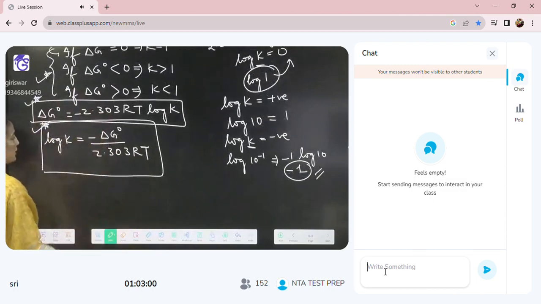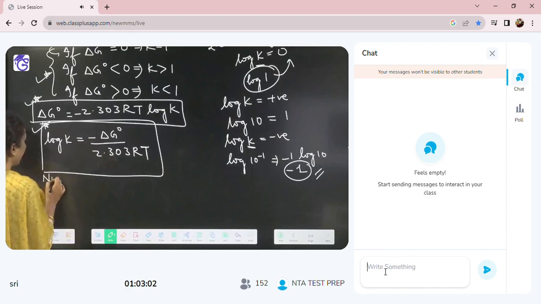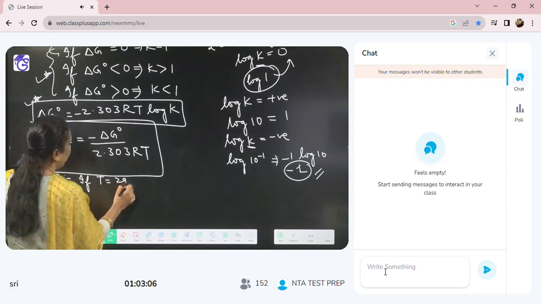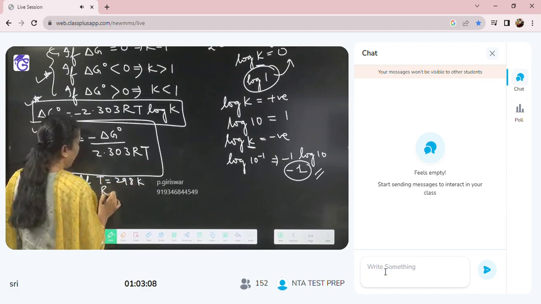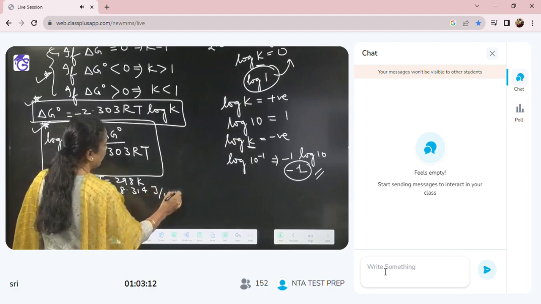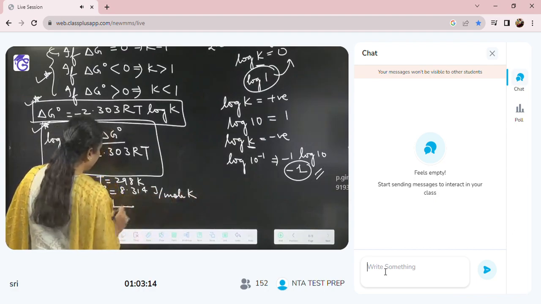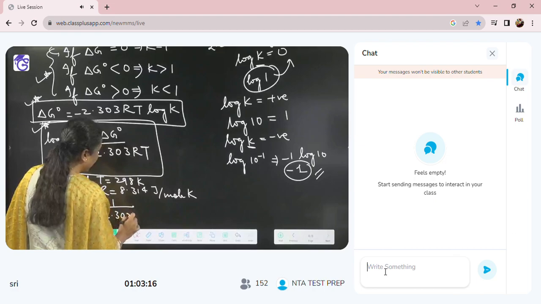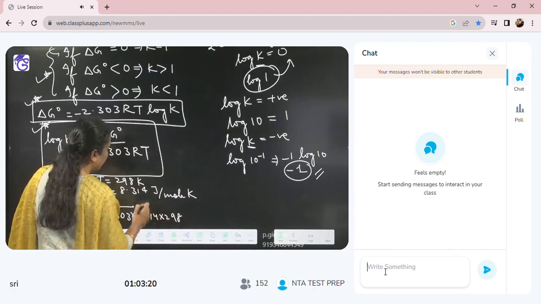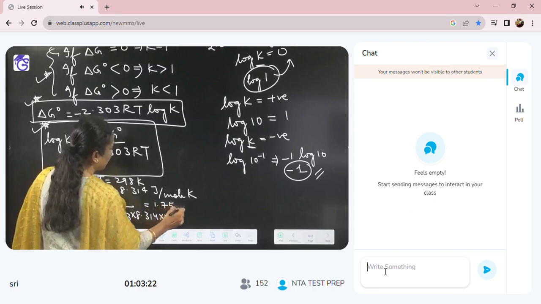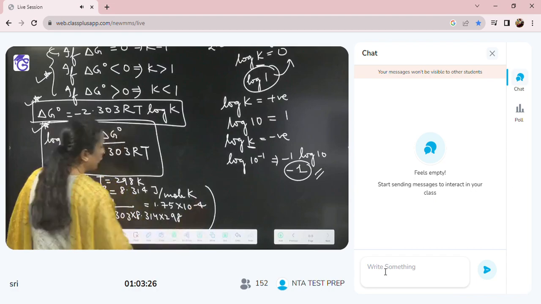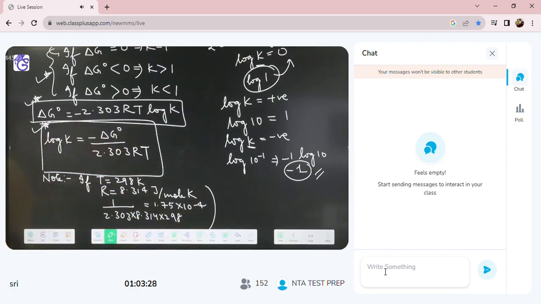Now I can very well write down one small note here: if temperature is 298 Kelvin, R value is 8.314 joule per mole Kelvin. So I can have 1 upon 2.303 into 8.314 into 298. This value could be directly taken as 1.75 into 10 to the power of minus 4. So this can reduce a little bit of time for the calculation, right?